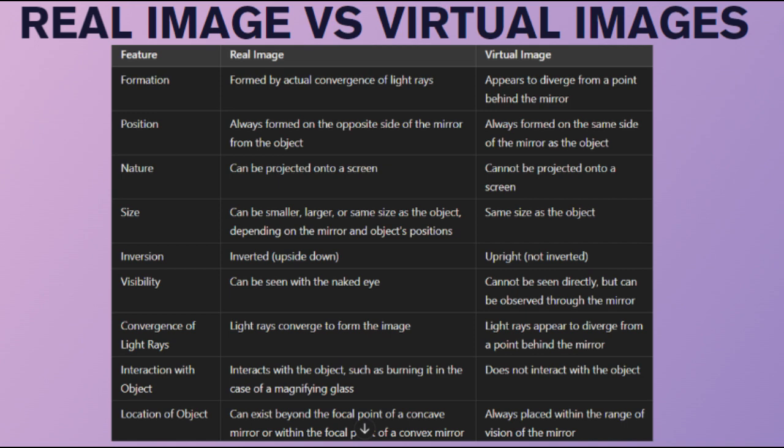Location of object. Real images can exist beyond the focal point of a concave mirror or within the focal point of a convex mirror, depending on the mirror's curvature and the object's position. Virtual images are always placed within the range of vision of the mirror. They are located at points where the reflected rays appear to converge or diverge.